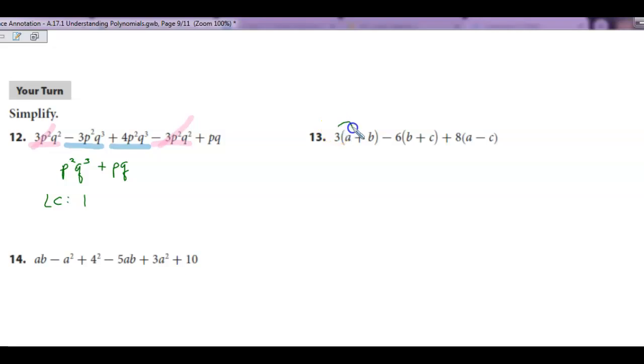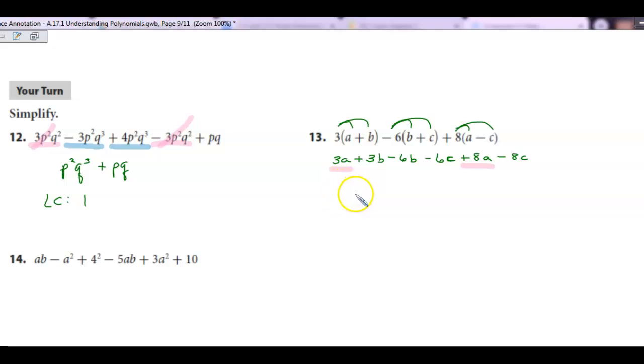So I'm going to distribute the 3. I'm going to distribute the negative 6. And then I'm going to distribute the 8. Okay, now I'm going to find all my like terms. So I have a 3a and an 8a. So 3a plus 8a is 11a.